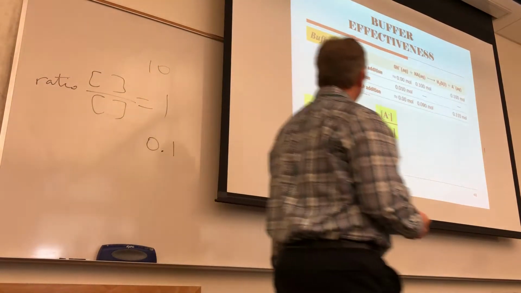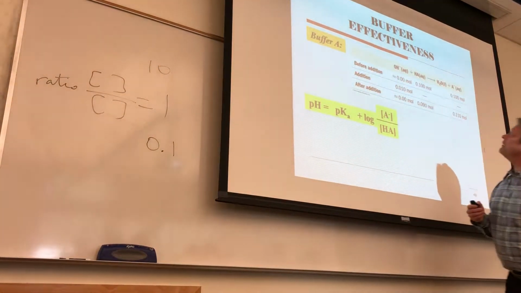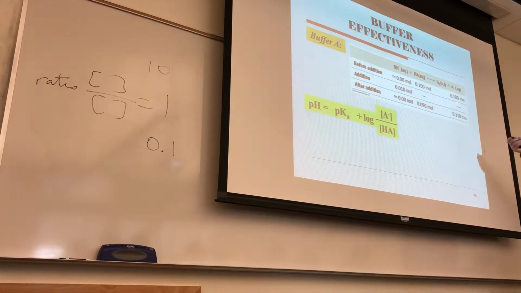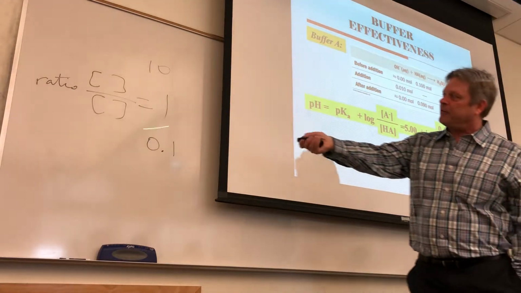Okay? So here's buffer A, and what are they defining as buffer A? It's a 1-to-1 ratio. Okay? So if I do the 1-to-1 ratio, and then I say I'm going to add some strong base, I'm going to put 0.010. This is just a demonstration to show you the pH change based on the ratio of the conjugate base to the weak acid, or inversely, the buffer system. So this is my 1-to-1, which is what I'm saying here that I prefer.